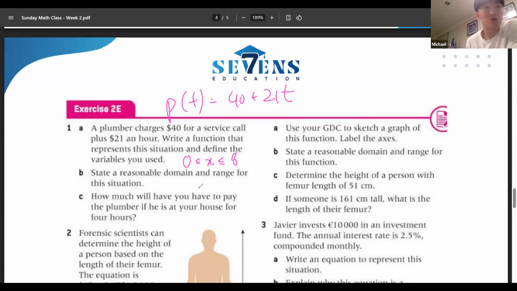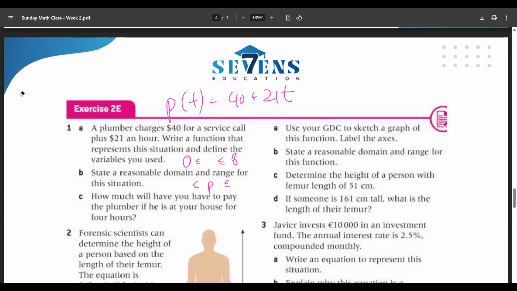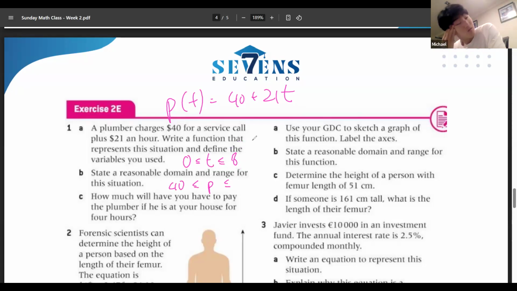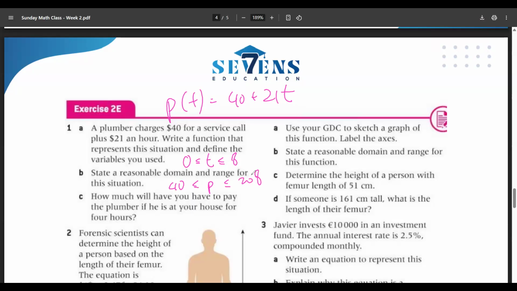Just tell me, how much do we get paid if we work 0 hours? 40. Okay, so the minimum money we get paid is 40, right? Okay, let's say we work 8 hours. How much money do we get paid? 208. Yep, 208. So that's our range. We get paid anywhere between this. Yeah. Assuming we can work fractional hours, right?